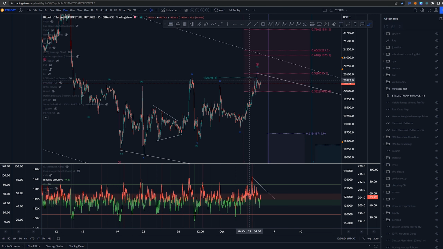We are in a bit weird areas where this structure over here was very odd looking, and I was not trading this at all.